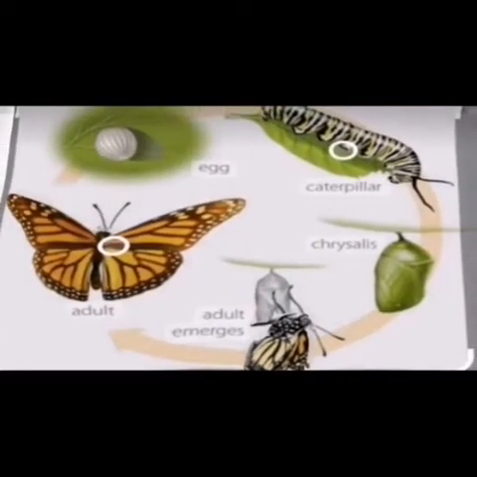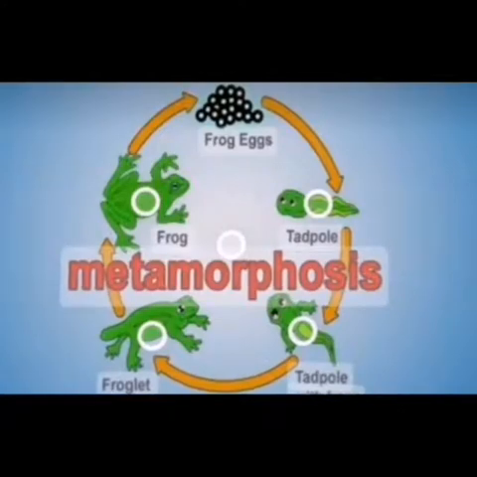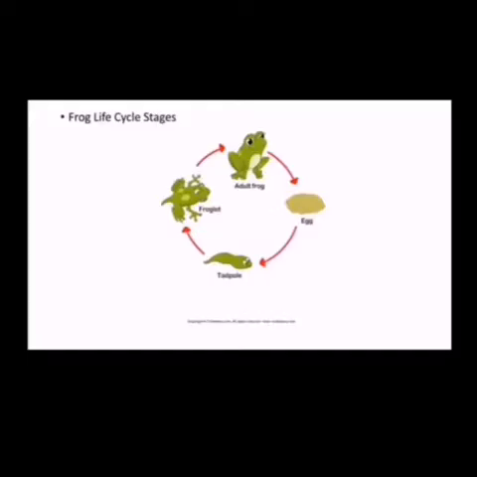Metamorphosis in frogs. The frog life cycle stages. The life cycle of a frog consists of three stages: egg, larva, and adult. As the frog grows, it moves through these stages in a process known as metamorphosis.